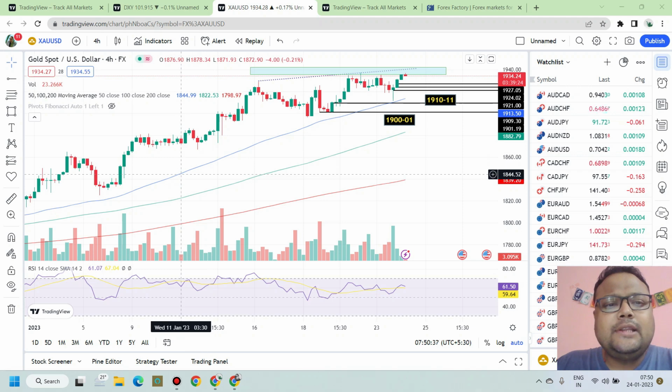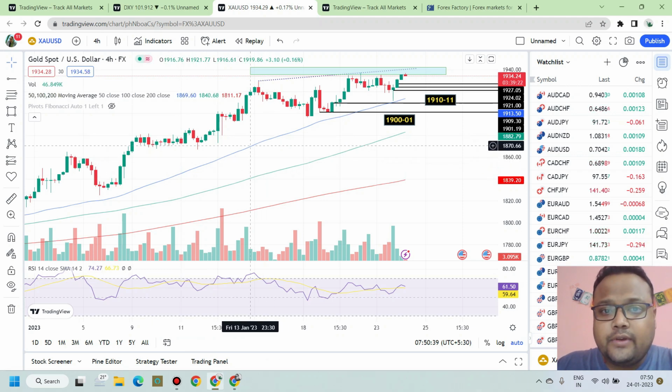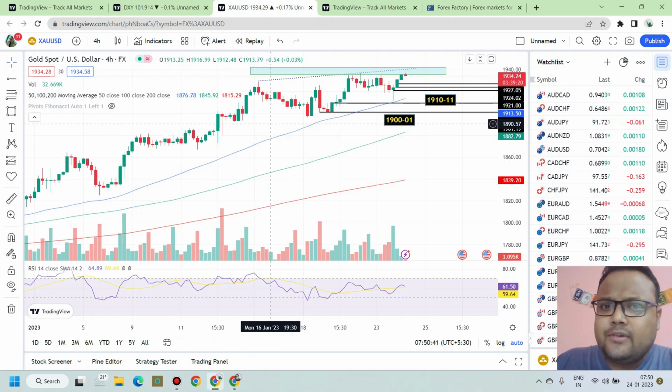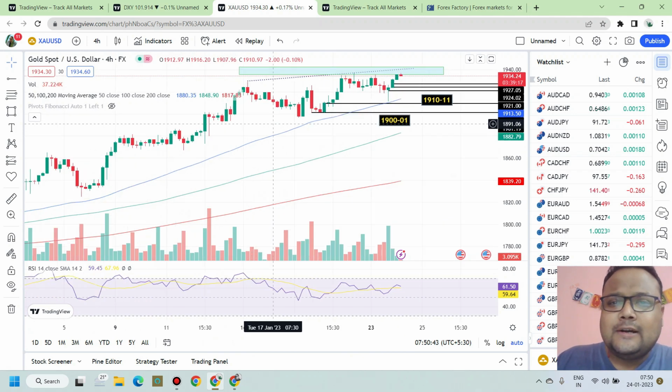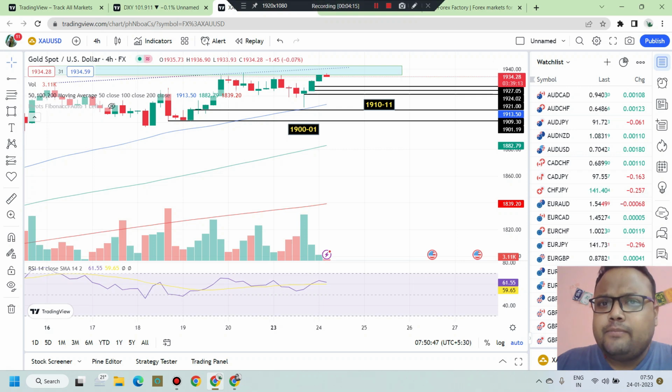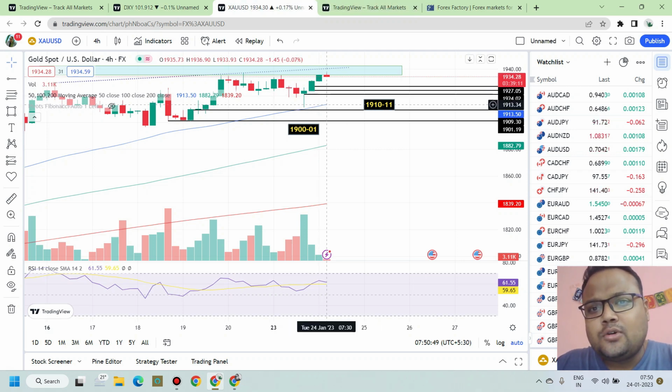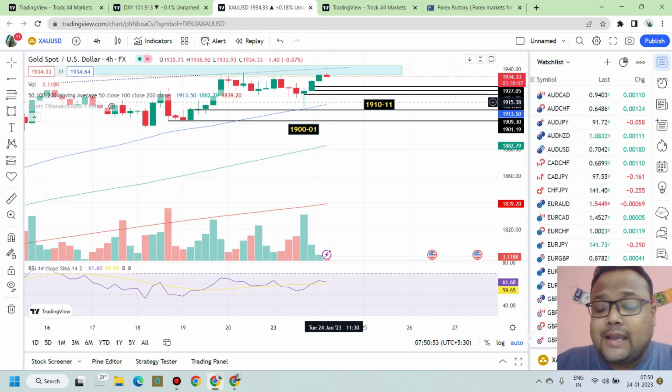We can also see that the 50 moving average, the first moving average, this one, is also more or less playing the role of dynamic support in the market. So if market comes down after a few days, you can also observe the market around the 50 moving average. I cannot give you the exact number right now because this is a dynamic support. When it will come, then we'll get to know what the level is.